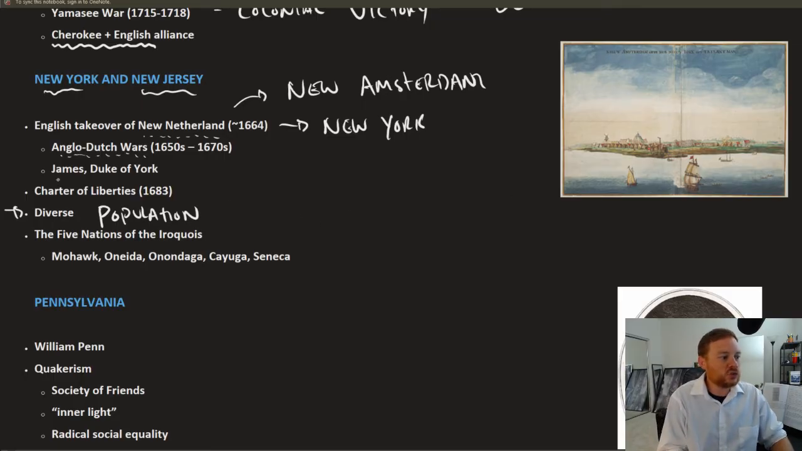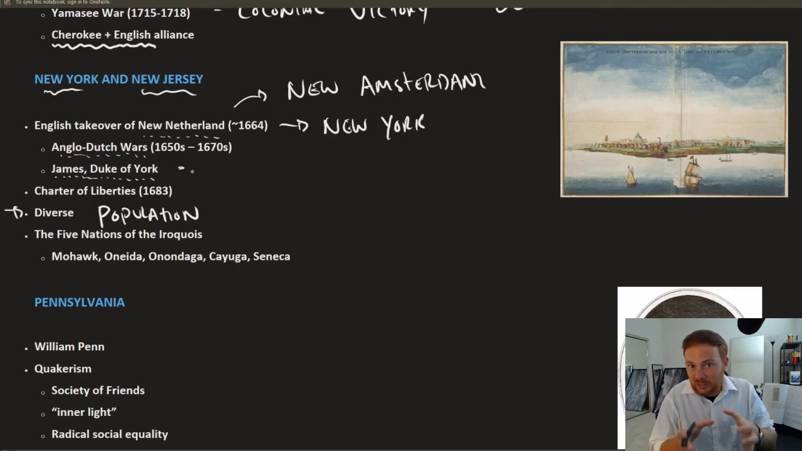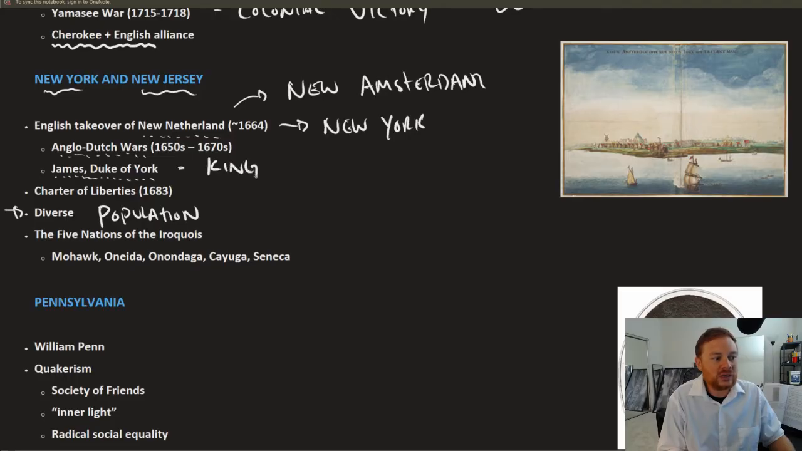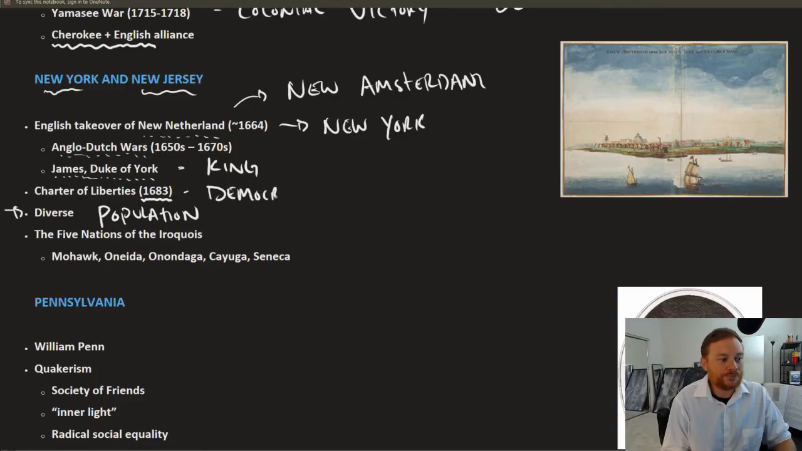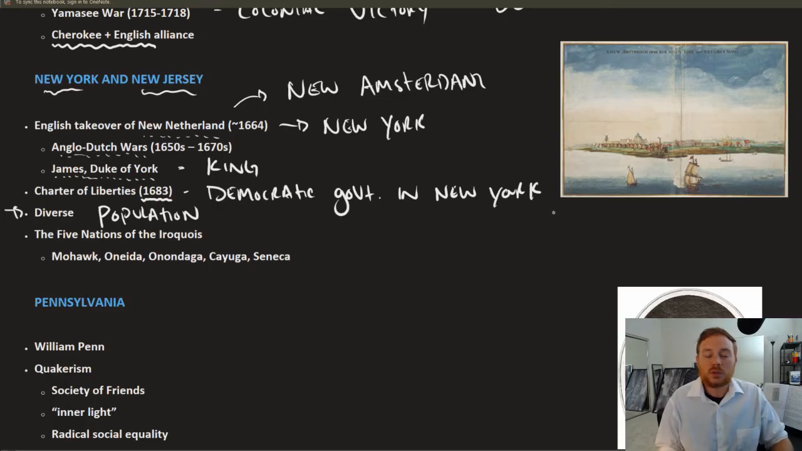The colony was given to, again, a loyal supporter of Charles II, James, the Duke of York, who, because he was the proprietary owner, owned the colony like you own any sort of property. He more or less ruled it like a king, which was not very unpopular. It was only by 1683 when the Charter of Liberties was established. This was to establish a democratic government in New York, so that you had some semblance of representative government and democracy, and that helped keep some of the population there.